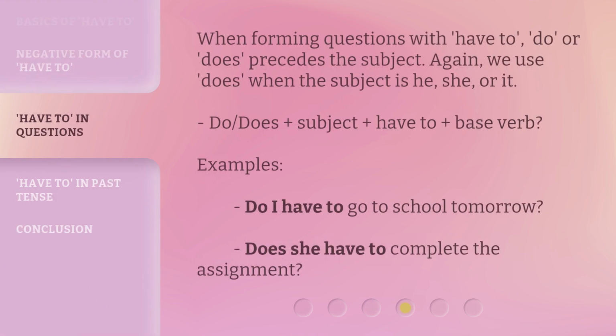When forming questions with have to, do or does precedes the subject. Again, we use does when the subject is he, she, or it. Do or does plus subject plus have to plus base verb. Examples: Do I have to go to school tomorrow? Does she have to complete the assignment?